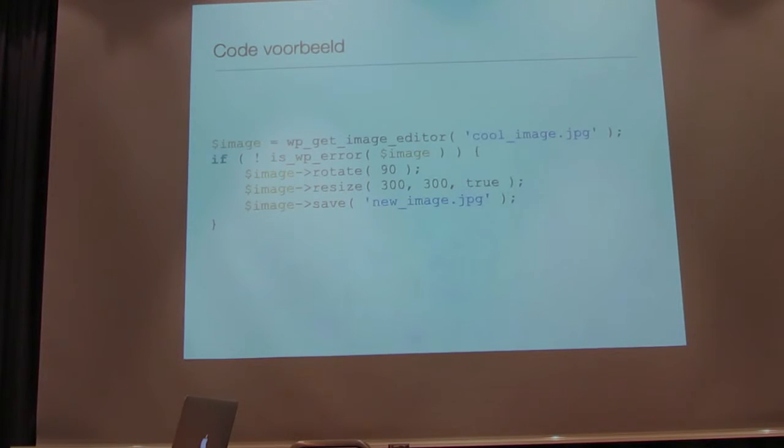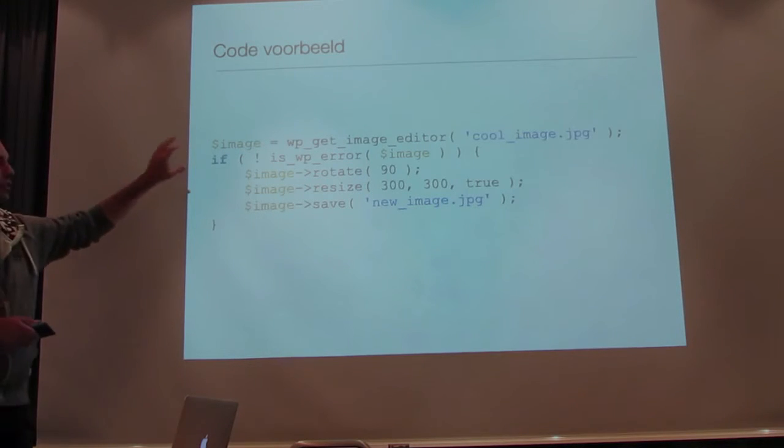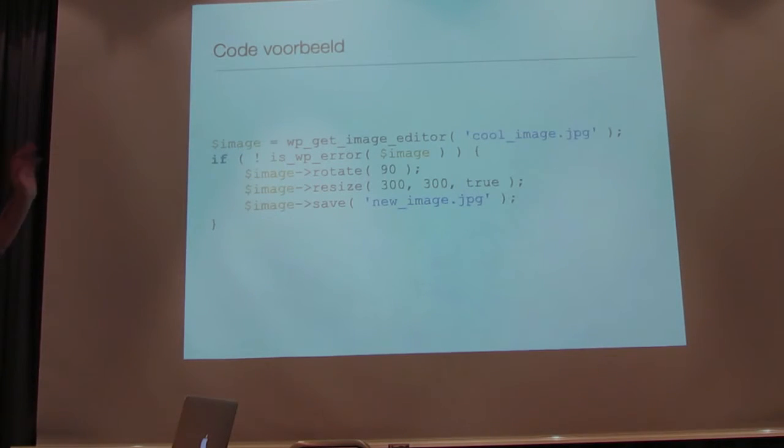So this is a code example. Cool, I have to translate it to English, I guess. You learn some Dutch words now. So what you do is, okay, I want to get an image editor. And you check if it returns an error or not. And if it doesn't return an error, you can say, well, I want to rotate it 90 degrees. I want to resize it to 300 with a crop. And I save it as a new image.jpg.